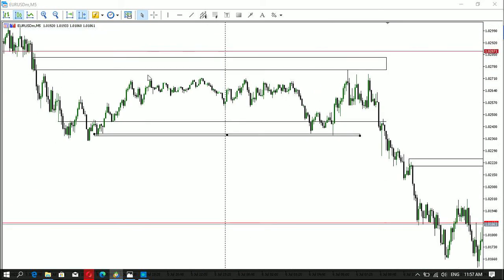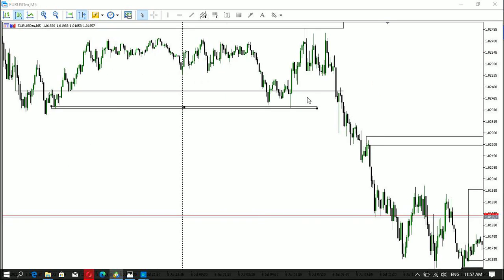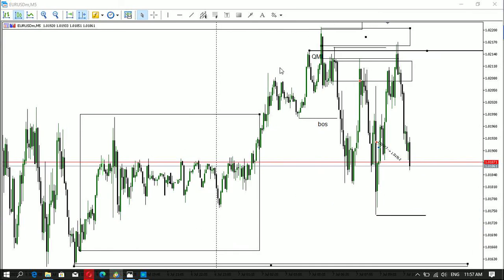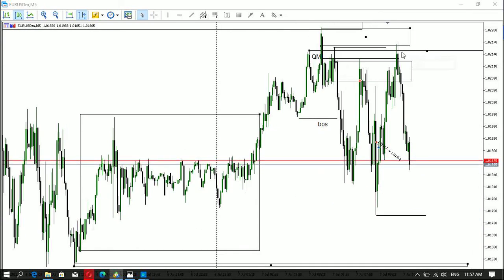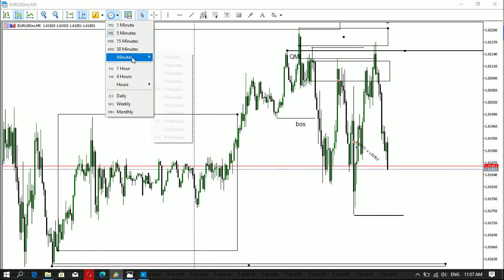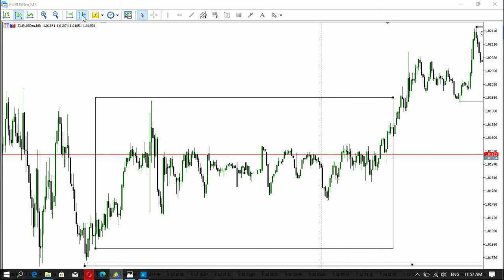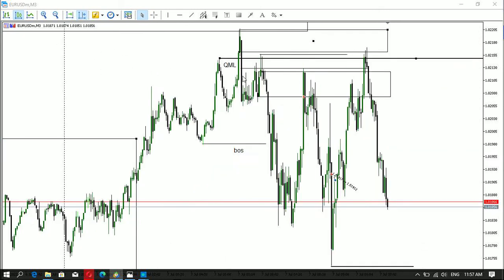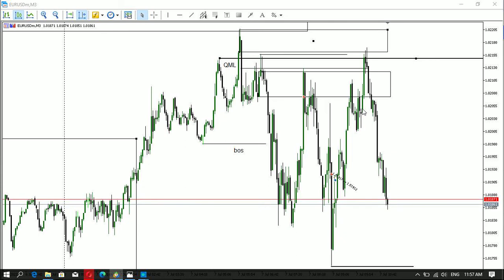Look at here, we tap into this area of supply, and then pull back, then it sold off, breaking structure. Supply was created after the drop base, and then we tap into that area, and we see the market also sell off from that area. So this is how I do analysis on the lower time frame, and this is how it's been done.